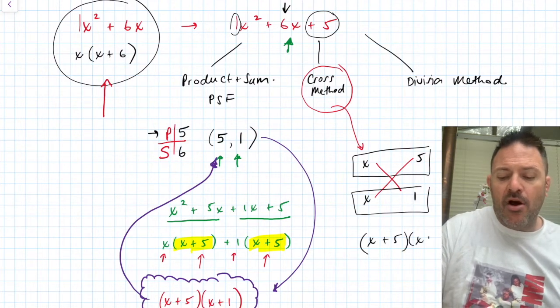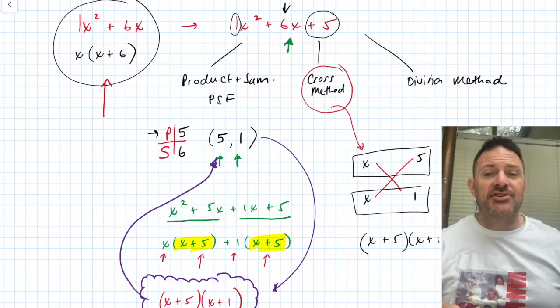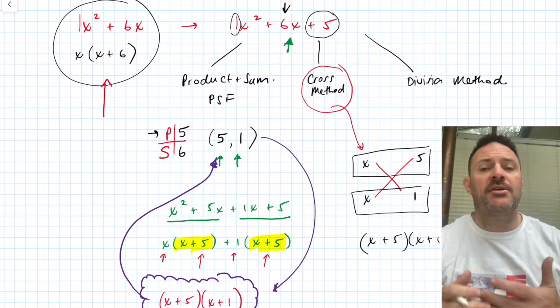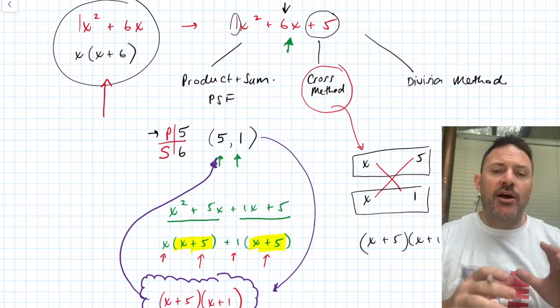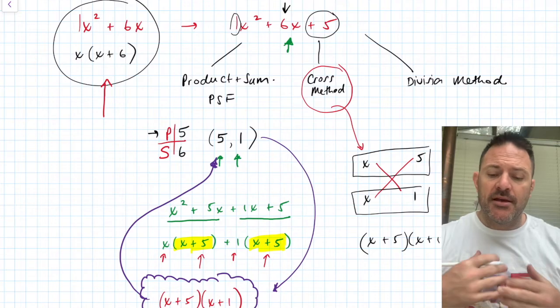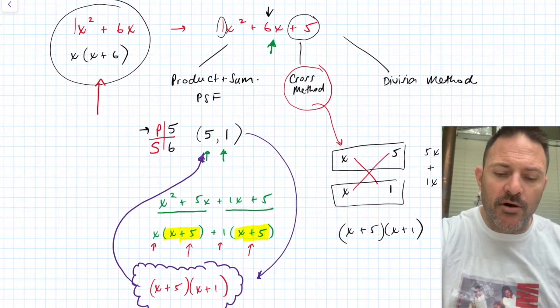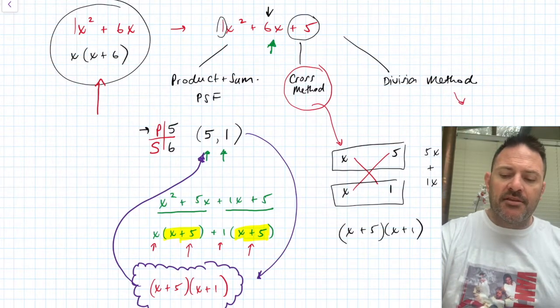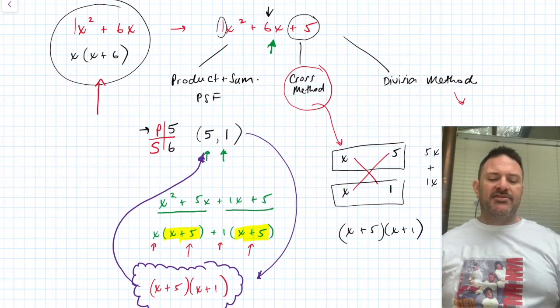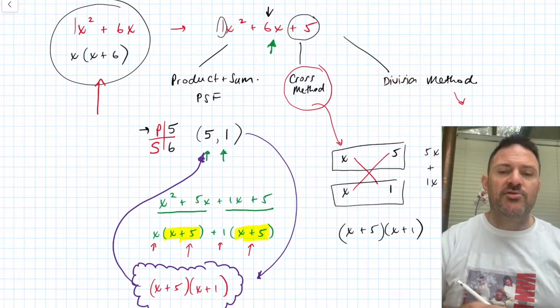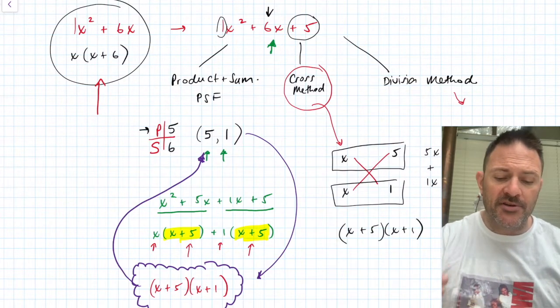Now again, I don't encourage the cross method unless you've learnt that in class or you've been taught that in class. Again, I like the PSF method, that's just me. The division method, again, probably not one that I use a whole lot. The division method, I mean, for this one, it's not really going to make much of a difference. It looks almost like the first one.